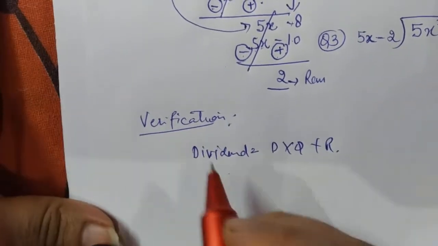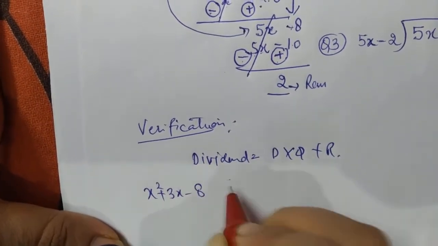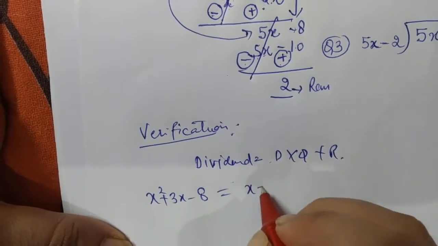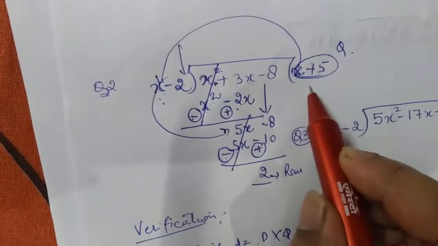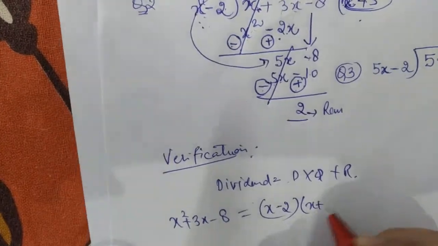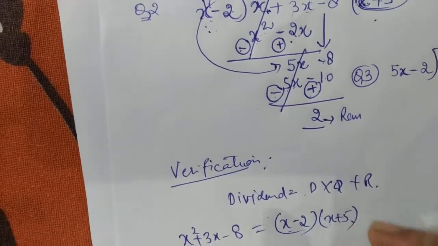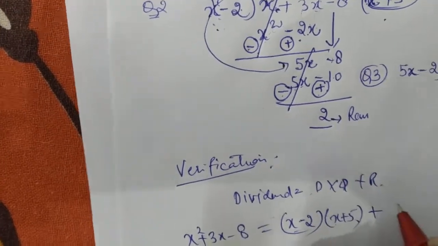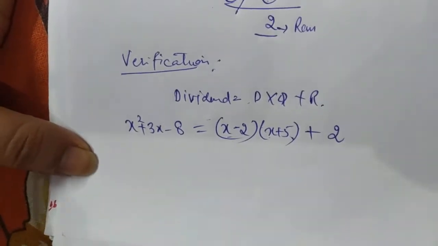Let's check it. What was my dividend in this question? X square plus 3x minus 8. What is the divisor? X minus 2. What is my quotient? That means the result, which is x plus 5. Because they were expressions, that's why I am packing them in the brackets. Remainder, what it was? Plus 2. Here there is nothing to solve, so this side let it be as it is.